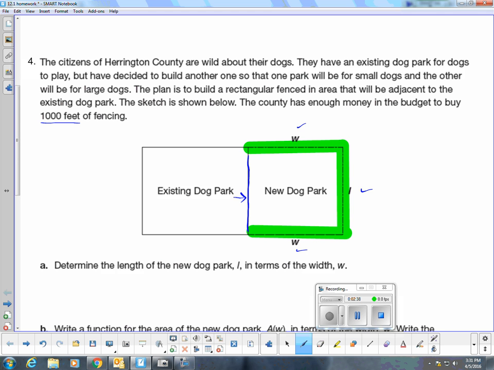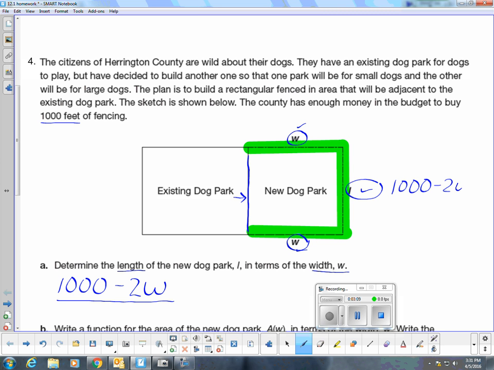So what I need to do is determine what the length of the new dog park is. That's this side right here. I need to determine what that length is in terms of the width. So I'm going to start with my 1,000 feet, and I'm going to subtract 1W. I'm going to subtract 2Ws. Now this is what I call the leftovers. All of the leftovers are going to be placed on this third side, which we call the length, 1,000 minus 2W. Those are the leftovers.